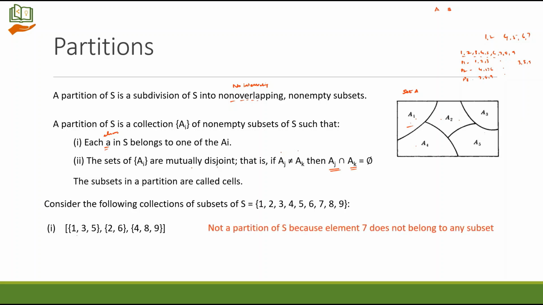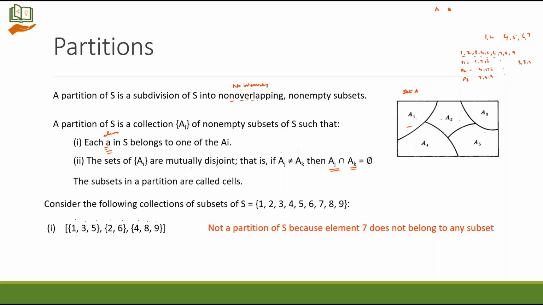This is not a partition. Why is it not a partition? Partition means if you have 9 elements, all the 9 elements should be subdivided into some partition. You should not miss any element. That's why they say each element belongs to one of the partitions that is present, or one of the subsets that is present. You should not miss any element. But here we have 1, 2, 3, 4, 5, 6, 7 is not there, 8 and 9 are there again.